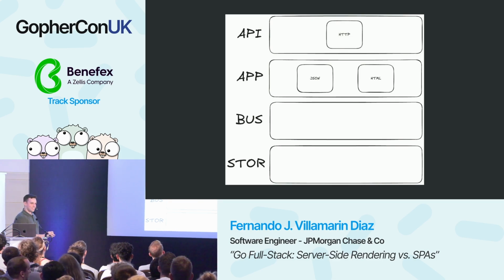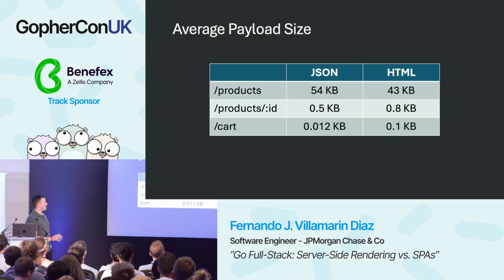OK, so that's it for the introduction. This is what we're going to be working with: the SPA, single-page application, which is using React. And then we have our backend that is serving JSON. And we have our other server, which is server-side rendering the components and serving them through HTML. So what about some numbers?